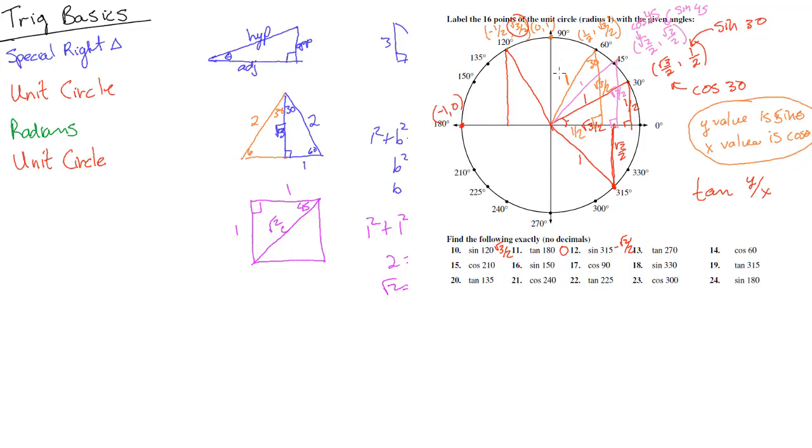So this is how we find the sine, cosine, and tangent of all of these at any time, by mastering the unit circle. And you really only have four numbers to work with.